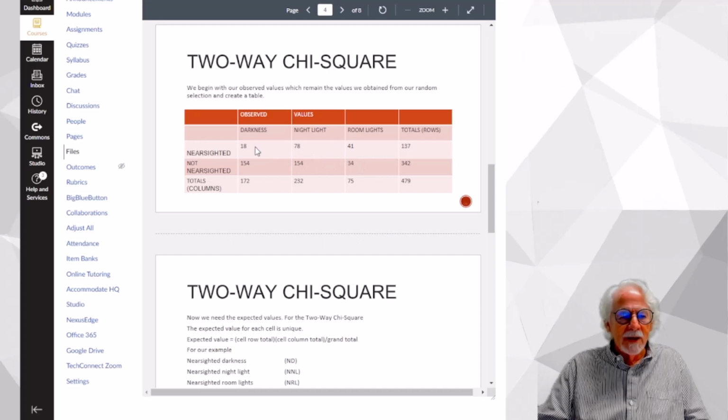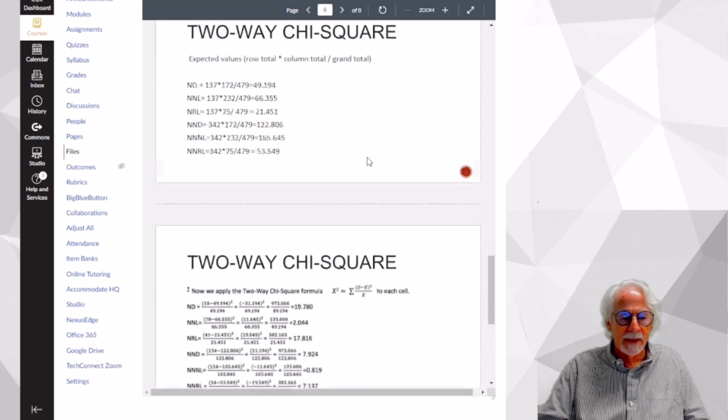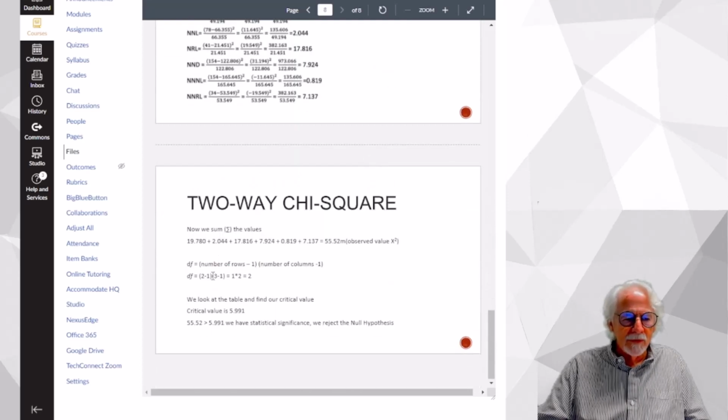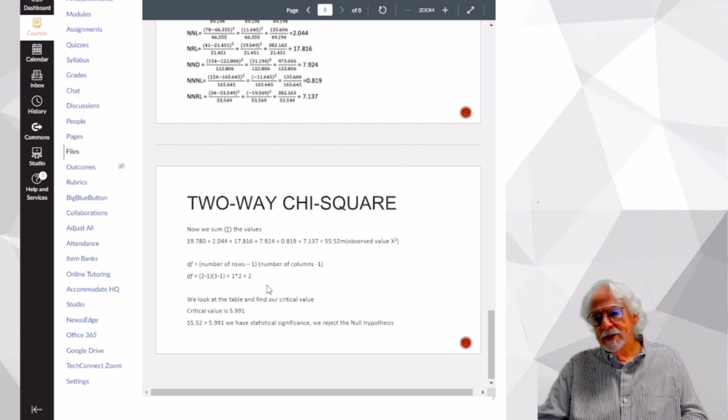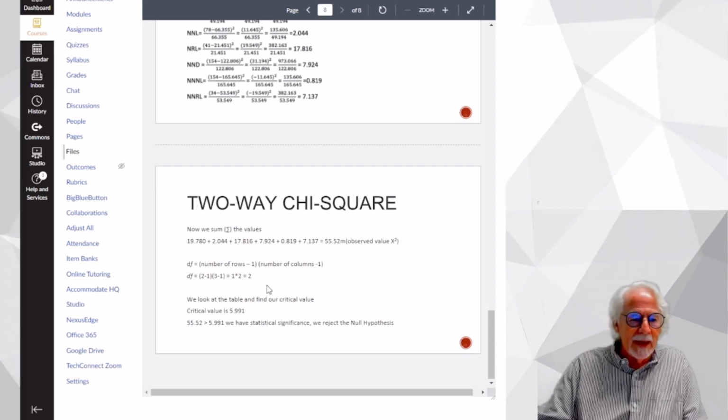So I have 2 rows and 3 columns, okay? So total number of rows, 2 minus 1. And the total number of columns was 3. So 3 minus 1 is 2, times 1, which is 2, right? I look at the table, turns out it's the same degree of freedom in this case, so the critical value is the same, 5.991. Obviously, 55.52 is greater than 5.991. We have statistical significance and we reject the null hypothesis.